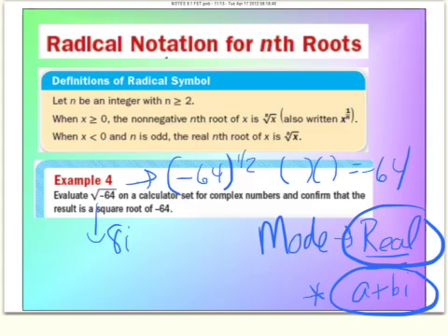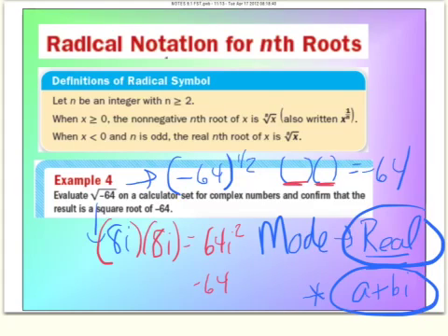Now to confirm it, how can you confirm it? All you have to do is realize 8i times 8i. So do 8i times 8i, and that's going to be 64i squared. i squared is -1, so it's -64. Because by definition, square root means what number 2 times gives you the -64? An 8i and an 8i, and this is all you have to do for the confirmation of that.